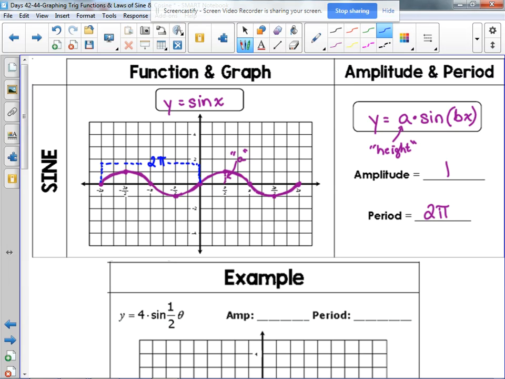I could have also looked at it from this minimum point right here at -pi/2. If it goes all the way through the cycle and returns back to that same point, then that's going to be at 3 pi/2. So from -pi/2 to 3 pi/2, that's still a length of 2 pi. So it doesn't matter where you start or where you stop on this, the cycle length is still the same. So a period is the length of one cycle.